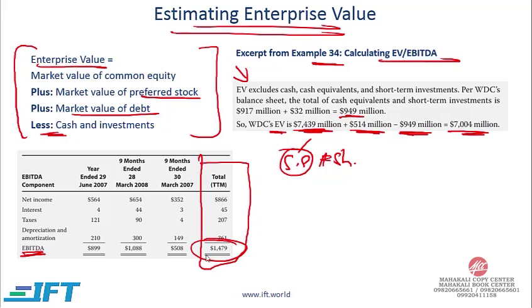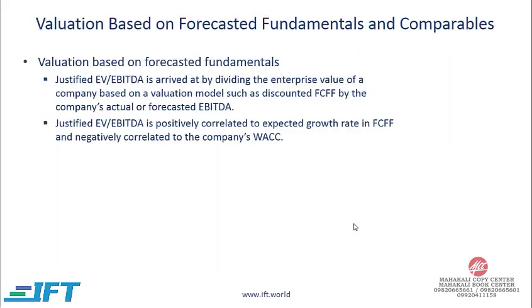So what is the multiple? The multiple is 7004 divided by 1479. This will give you your EV to EBITDA multiple. Valuation based on forecasted fundamentals and comparables. So let's talk about forecasted fundamentals first.